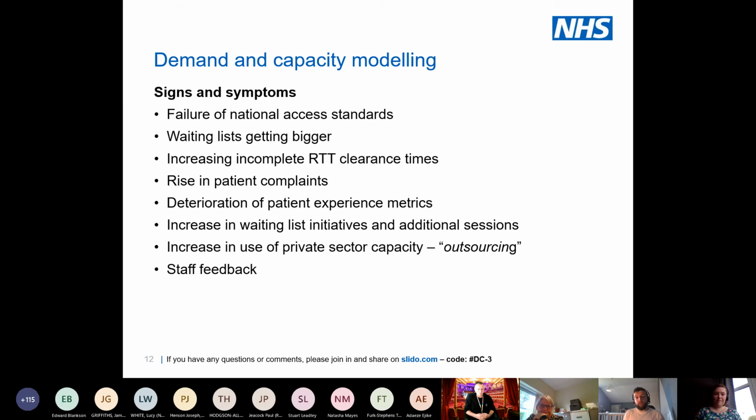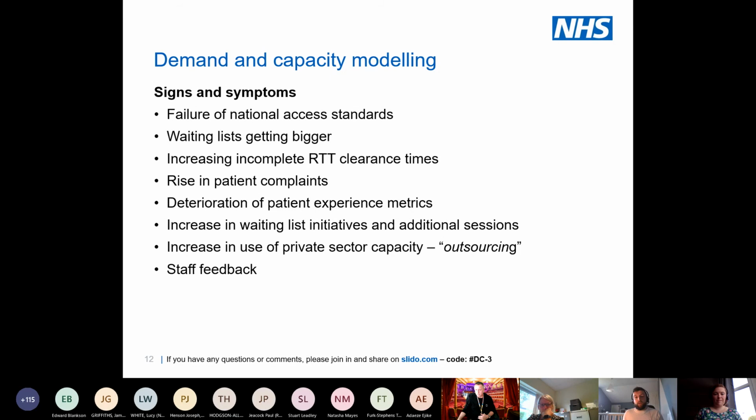A rise in patient complaints. Now, this is really interesting because it might not be something that's seen within the gift of the data analyst department within a trust. But if you have a demand and capacity imbalance, you are going to see a rise in patient complaints in terms of waiting times, in terms of clinic availabilities, all that sort of stuff. So you will start to see that. And again, very similar, deterioration of patient experience metrics.